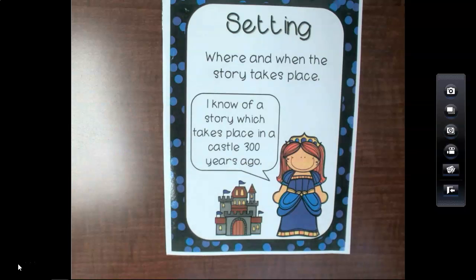Setting is where and when the story takes place. So here we have this princess, and she says, I know of a story which takes place in a castle 300 years ago. So when did it take place? 300 years ago. And where? It was in a castle. Setting is when and where.